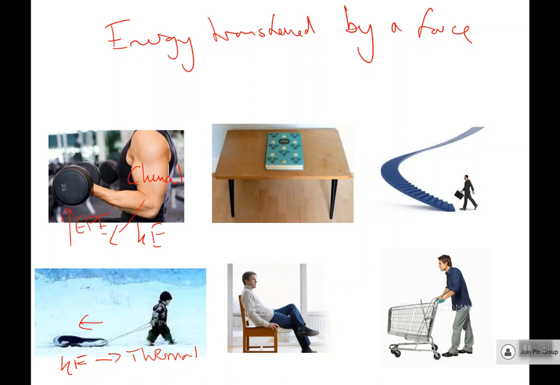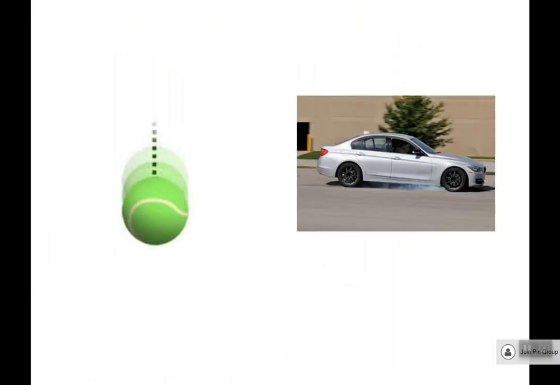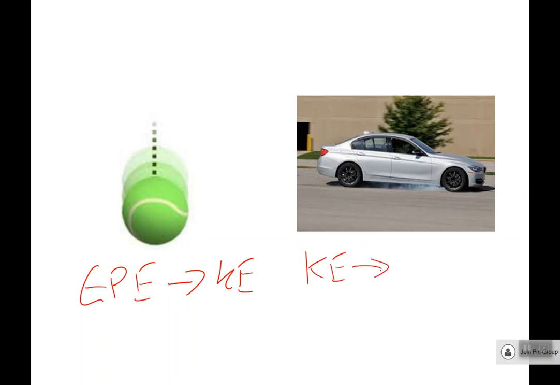The same goes for the person sat on the chair. So let's look at these two situations here. You could even say that if you had a ball falling, so the opposite, gravity is doing work, transferring energy to the ball, and this time the energy is going from GPE into kinetic energy. And the car is moving, and then the brakes are applied. In this case, the force is friction, and that friction will turn the kinetic energy into thermal. What we say is that thermal energy is being dissipated, or energy is being dissipated as heat.